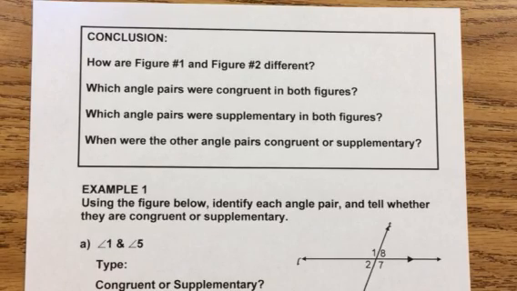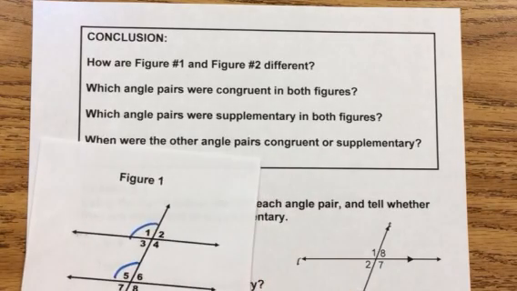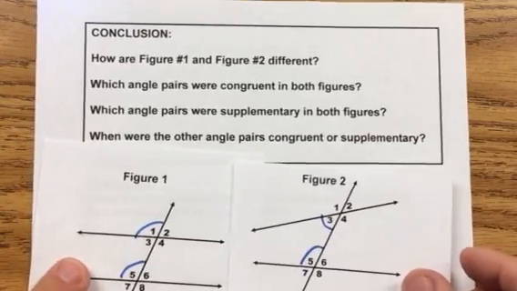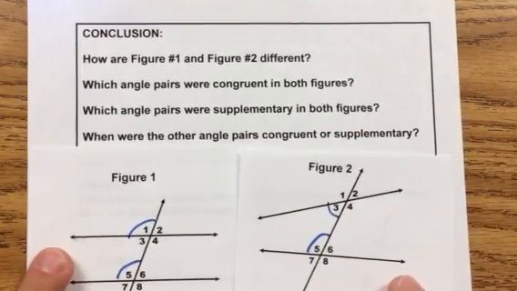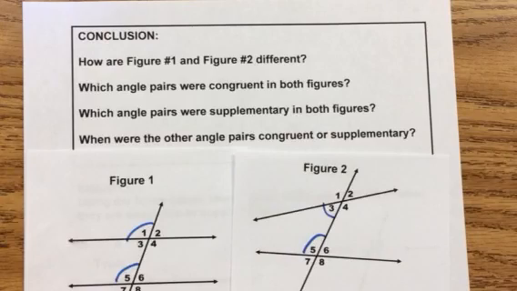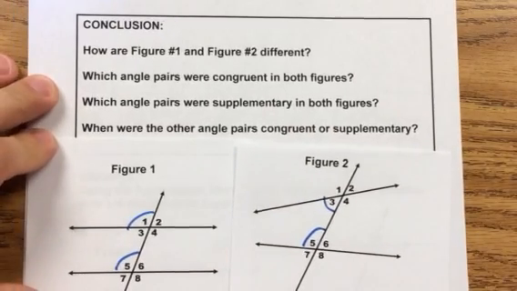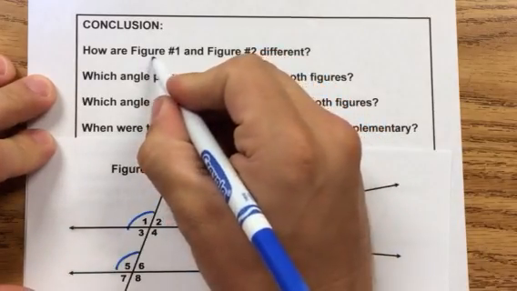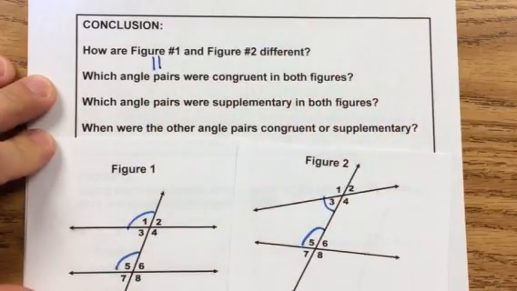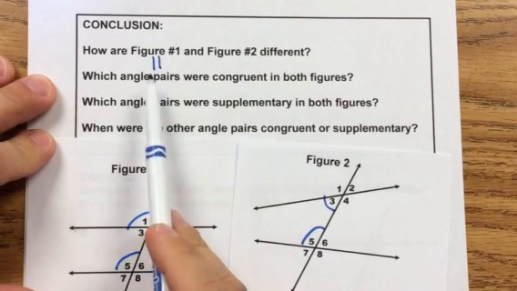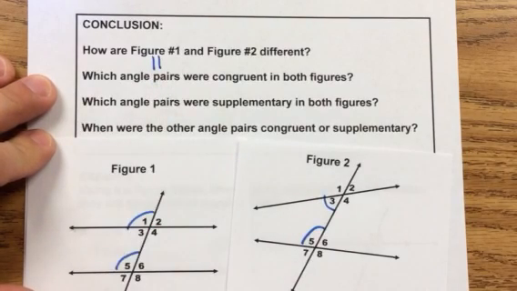Again, we're going to talk about our conclusions about our parallel lines. So let's look at figure 1 and figure 2 that we discussed earlier. I know figure 1 has parallel lines versus figure 2, which does not have parallel lines. So that is the difference. Figure 1, we have parallel lines.